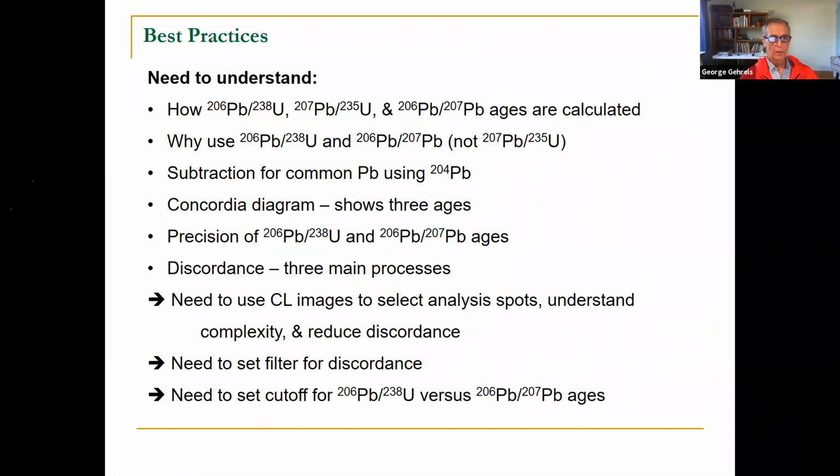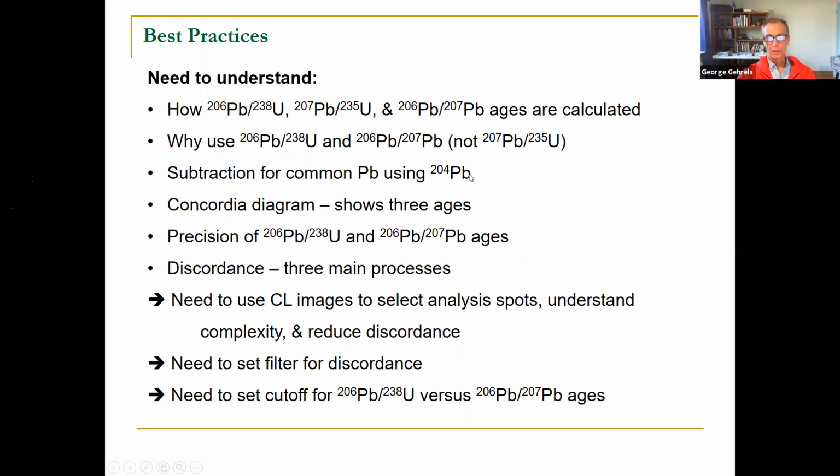So we'll end up here. These are some of the best practices that you need to understand the basics of geochronology. You need to understand how all three age systems are calculated. You need to realize why we use 206-238 and 206-207, but not 207-235, because we don't need to. We know 137.82. You have to subtract out the common lead using 204.